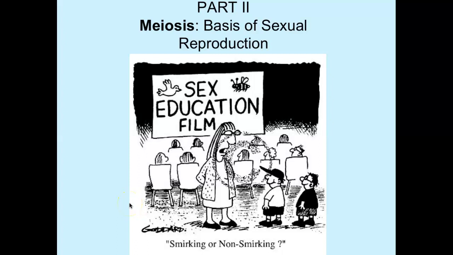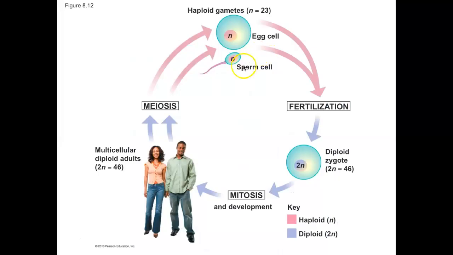Meiosis. So meiosis is going to be the process that creates gametes, right? It's going to be the basis of sexual reproduction because when you create gametes, those gametes fuse and they create a genetically unique individual. So let's look at the cycle here. Meiosis is going to create our egg and sperm.